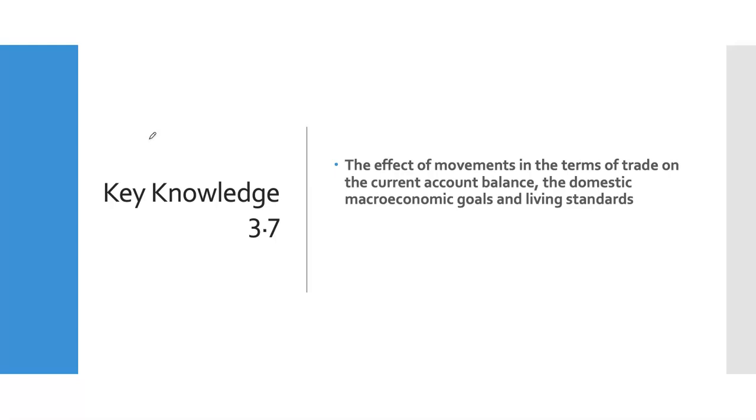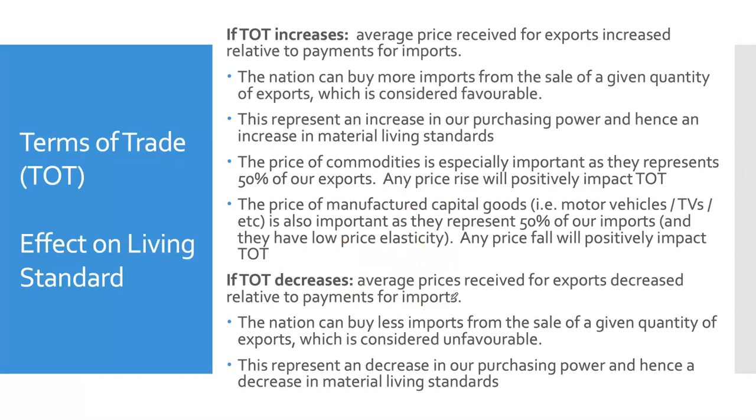What is the impact of terms of trade on important economic metrics, namely our current account balance, domestic macroeconomic goals being strong growth, because we know that we want strong growth that isn't going to result in inflationary pressures, low inflation, so roughly between 2 to 3% inflation, and full employment, where there is no cyclical unemployment and just structural unemployment, so roughly around 4 to 5% unemployment. And also living standards.